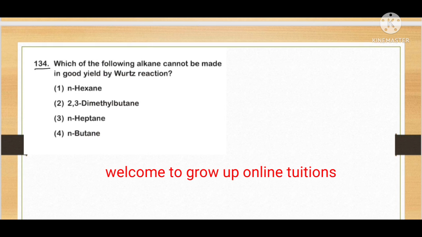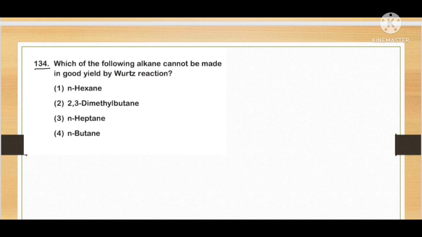Now let us see the 134 question. Which of the following alkane can't be made in good yield by Wurtz reaction? By using a Wurtz reaction, among the four options, which alkane can't be prepared?